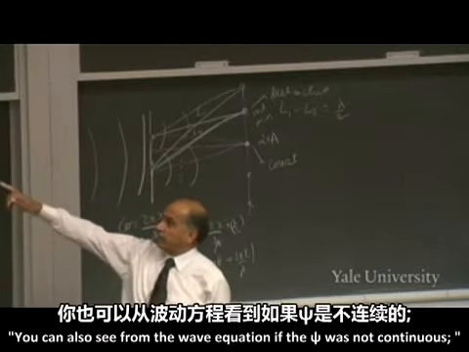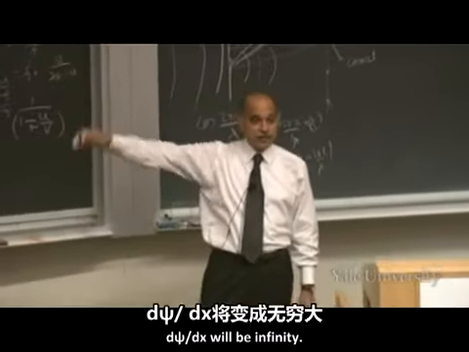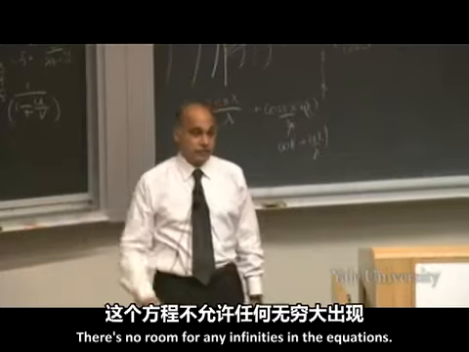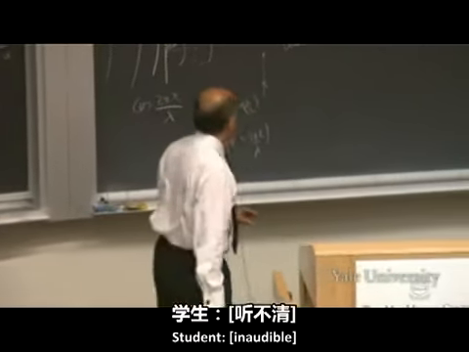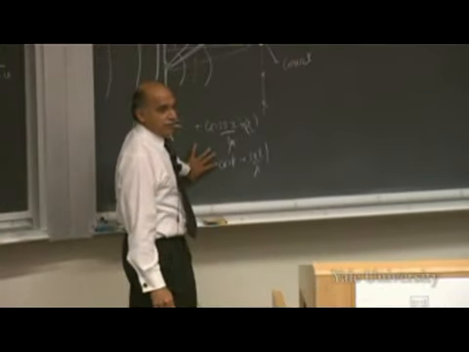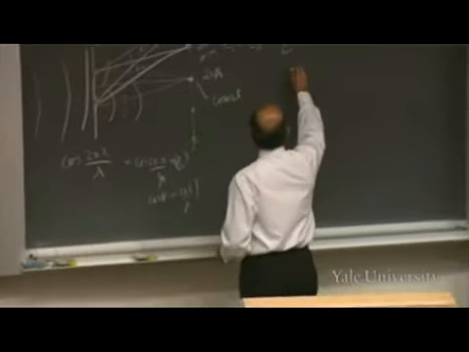You can also see from the wave equation, if the psi was not continuous, d psi dx will be infinity. There's no room for any infinities in the equation. So psi will be continuous, in fact. Yes? What's the equation down there, though? Here? Yeah. You're not able to read this equation because it's very badly written. Let me tell you what I tried to do.